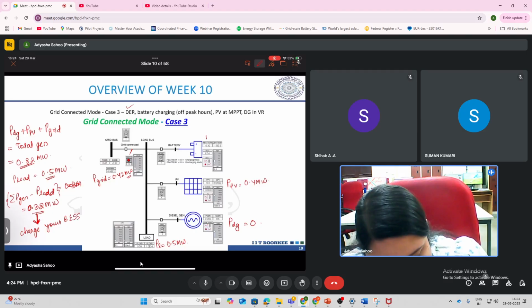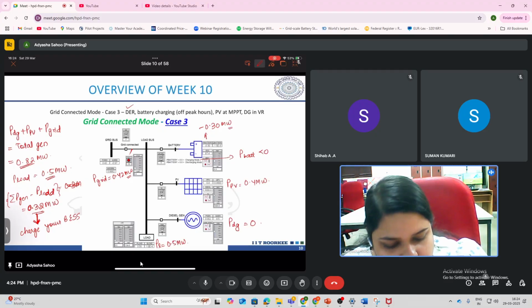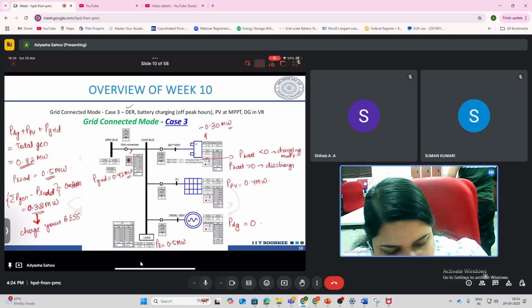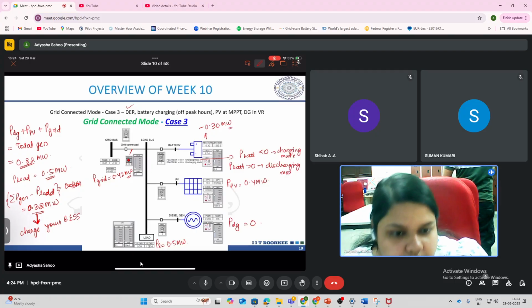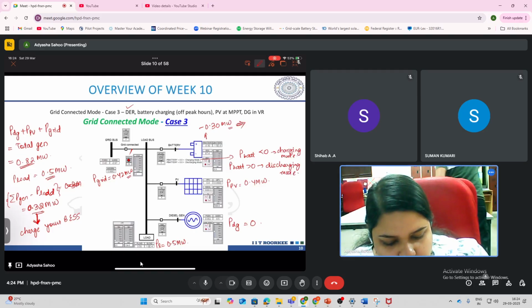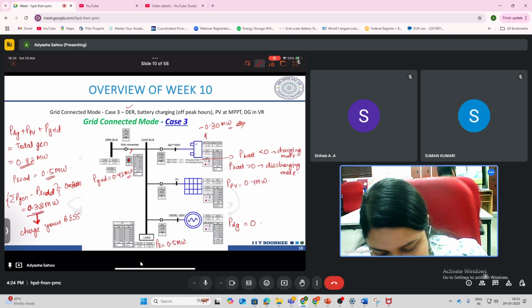Here you see it is written as minus 0.30 megawatt. It is written that if P battery is negative, then it is in charging mode, and if it is positive, it is in discharging mode. So here it is displayed as minus 0.3 megawatt, which means the battery is in charging mode, and the amount of power is 0.3, which matches with this calculation.